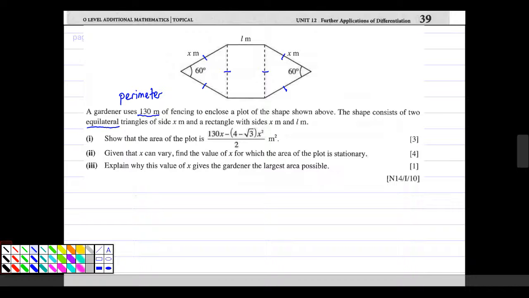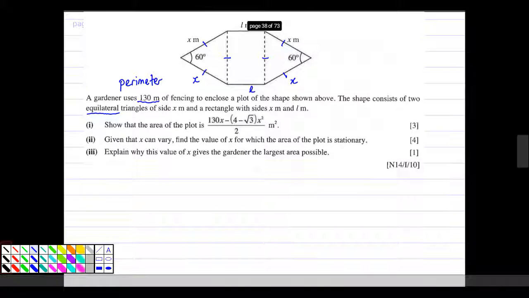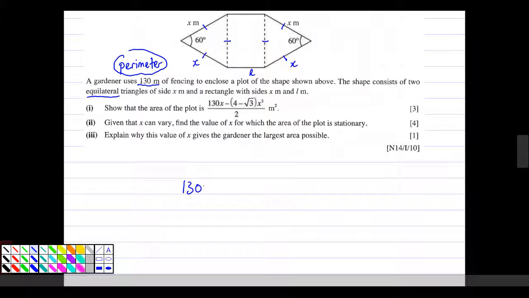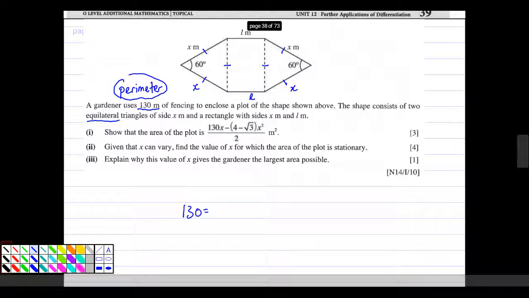Right. So once you see that, then you see that everything is x. So this is x, this is x. This is L. Now, before starting, you want perimeter. So perimeter means what? 130 equals to x plus L plus x plus x plus L plus x. So 130 is equals to 4x plus 2L.